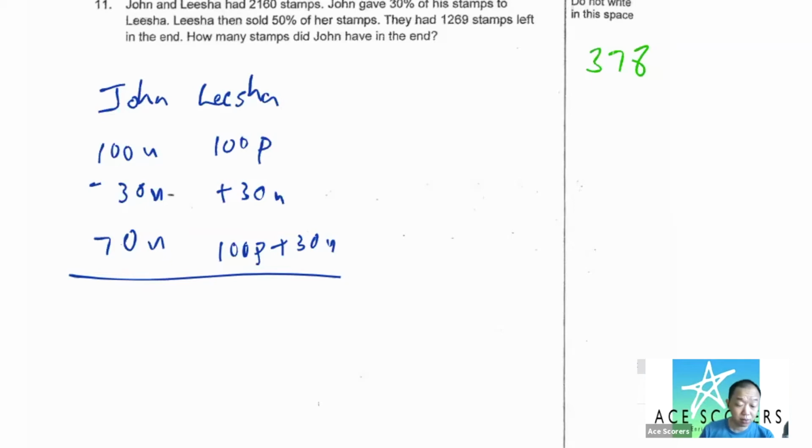Okay, so now what happened is that Leisha removed 50% of her stamps. So minus 50% means left with what? 50 parts plus 15 units. Can you see how complicated this is?